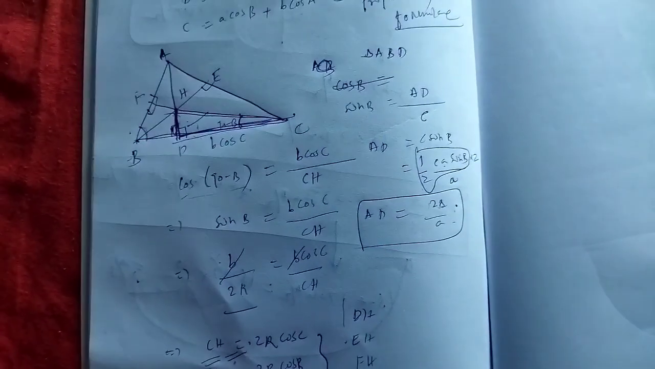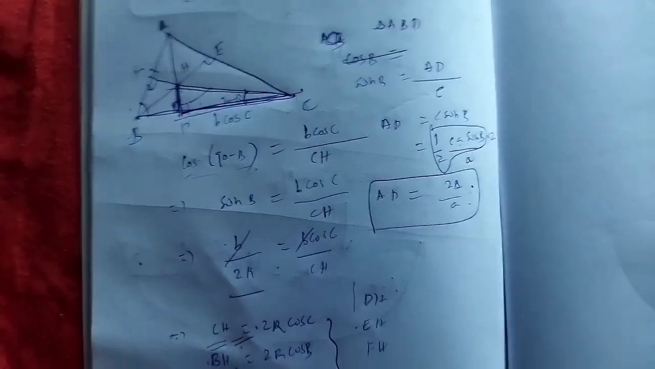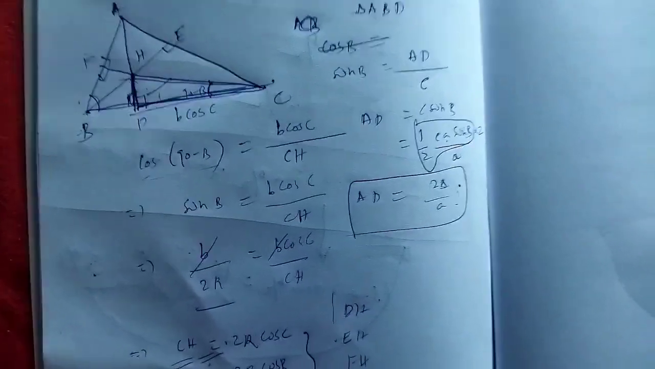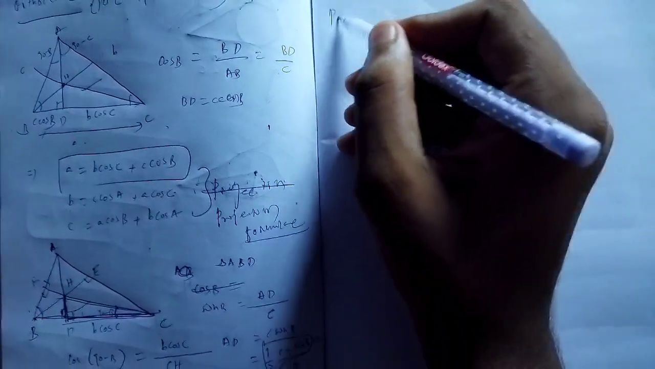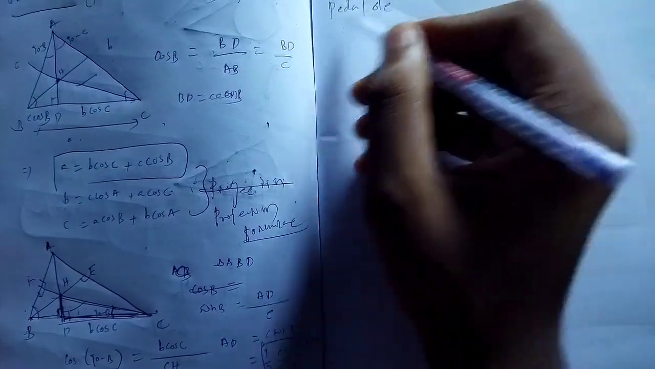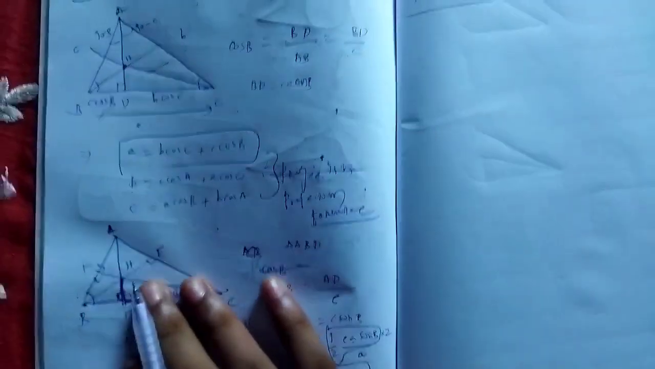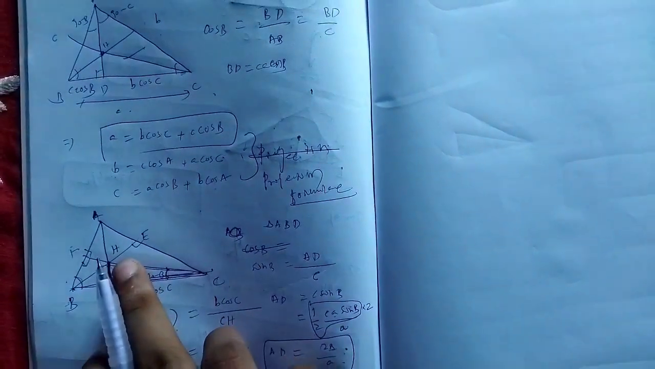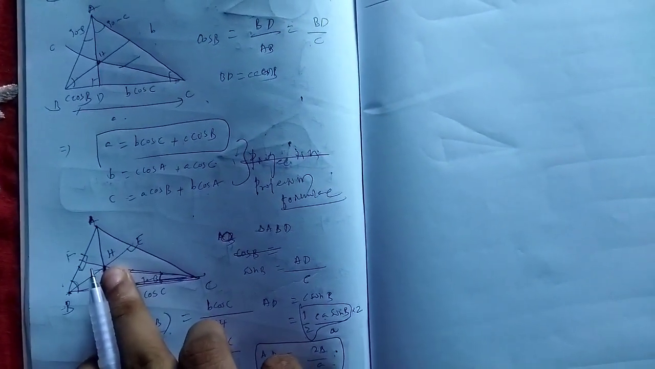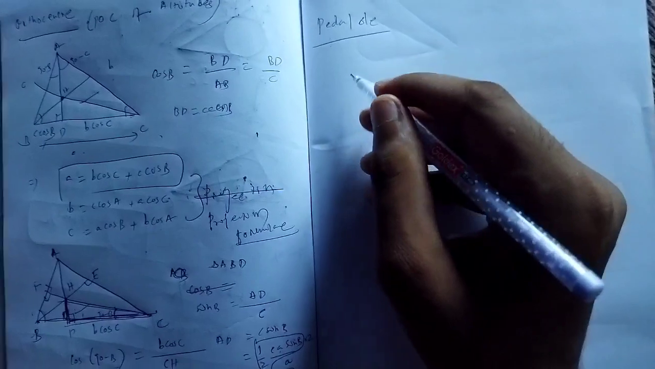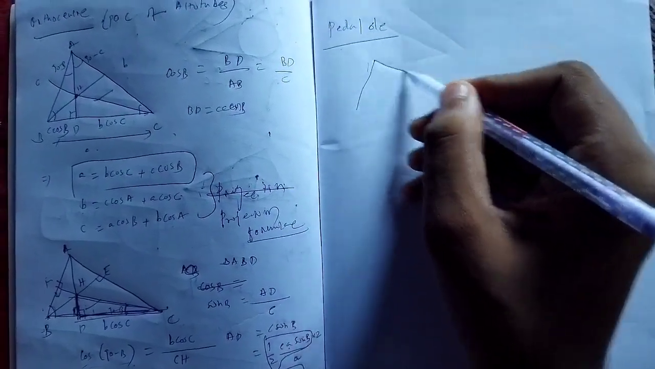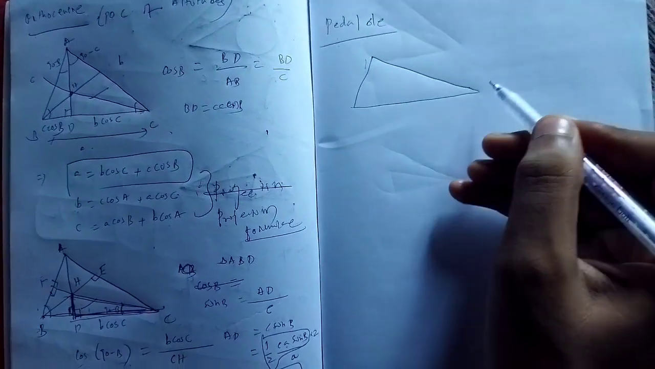So let us get into what is pedal triangle and all. What is pedal triangle? Pedal triangle. You know, here we got the orthocenter and we got three altitudes. From this we can generate a pedal triangle. How are we going to see it?